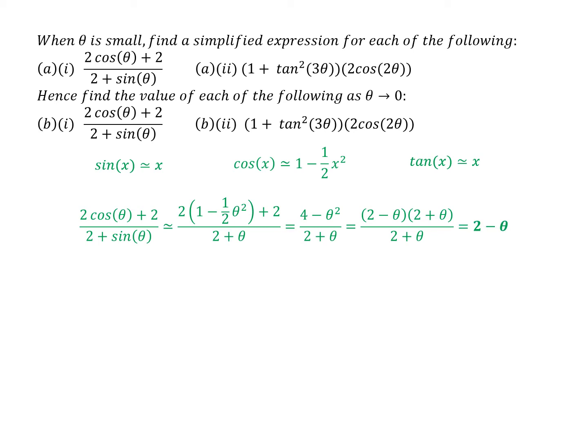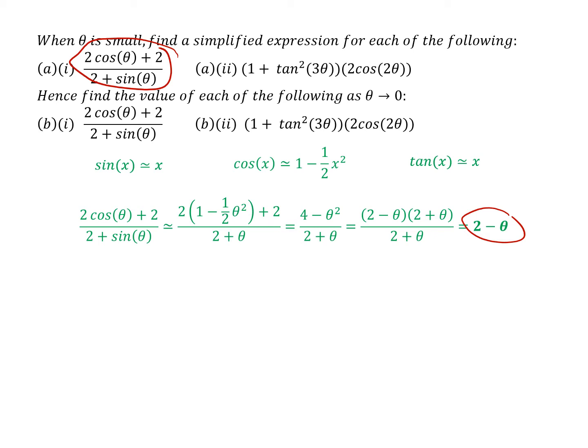And again, that's something that you can check with your calculator. You can put a small value for theta into your calculator with that, and just check that you get a very similar answer to 2 minus the number you thought of.